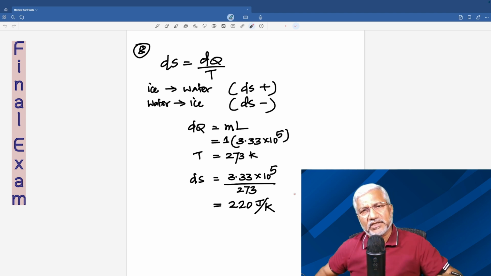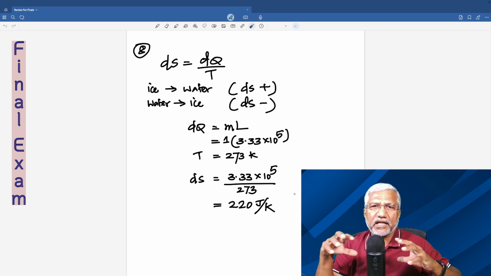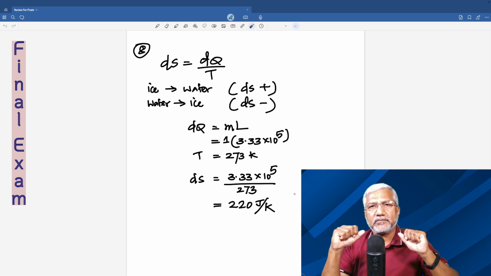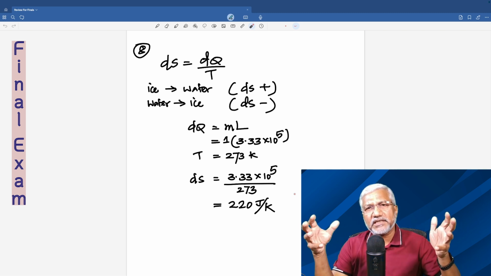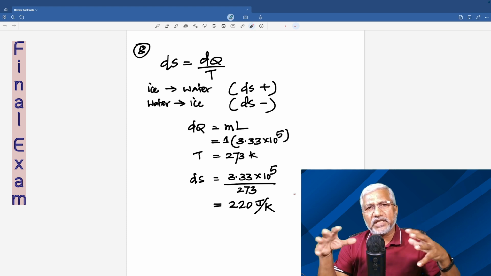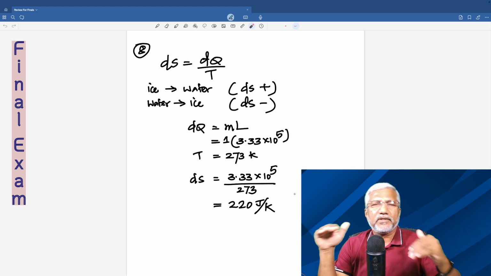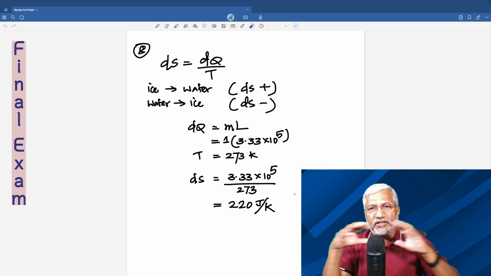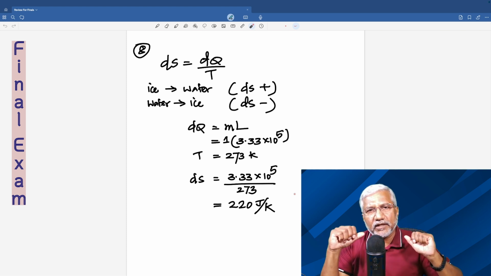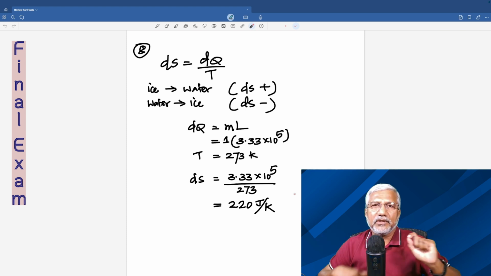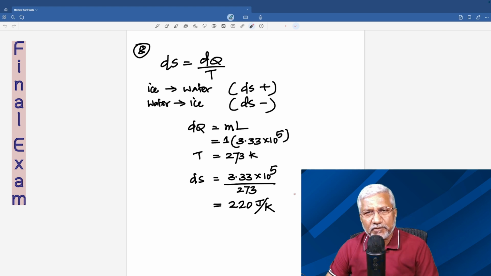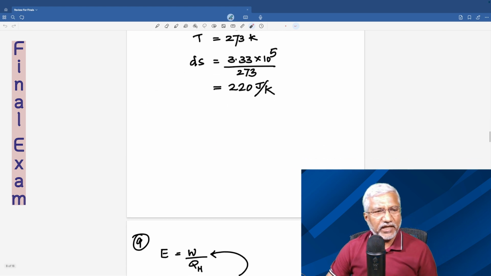I also want to tell you that during an adiabatic process, you remember what an adiabatic process is? The system is completely isolated. No heat can come in, no heat can leave. That means there is no change in entropy. I'm telling you, in an adiabatic process, there is no change in entropy. Did you write that down?